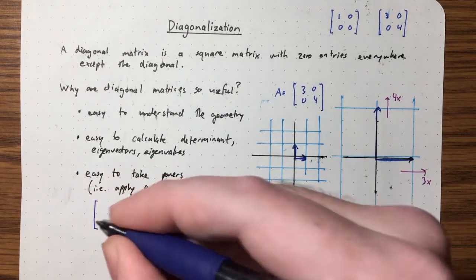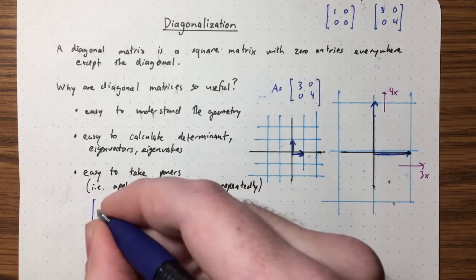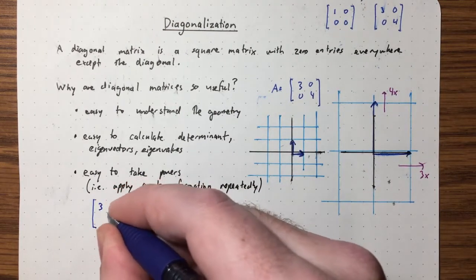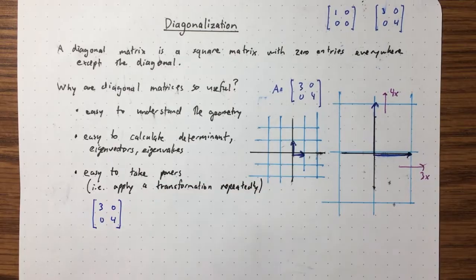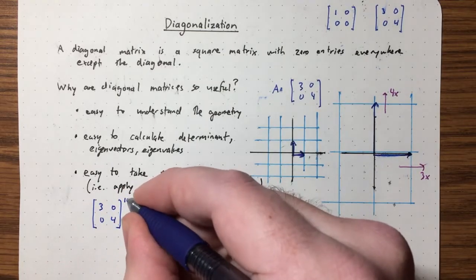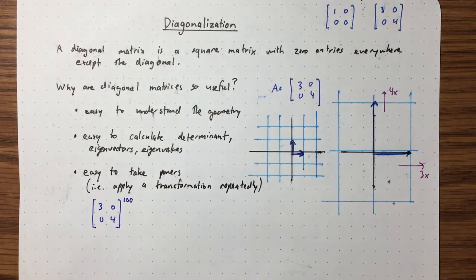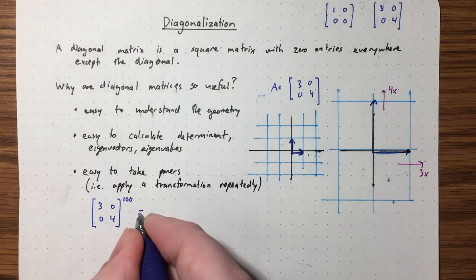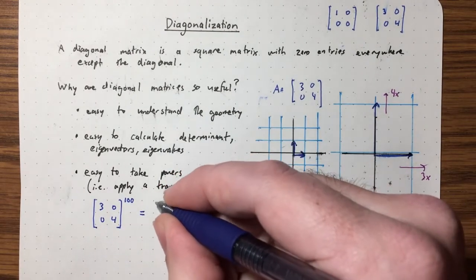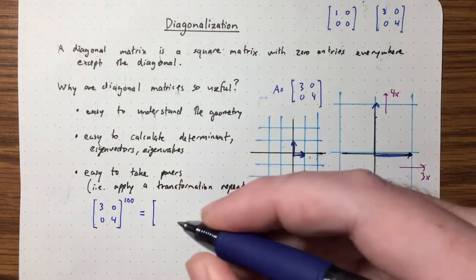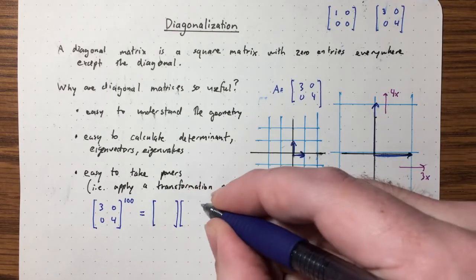Okay, so can we see why it's easy to take powers? So let's say we have a matrix. Well, let's do my same matrix, 3, 0, 0, 4. What if we want to take this to the 100th power? Okay, that seems crazy, but it's not so crazy because, let me just write out two of them.